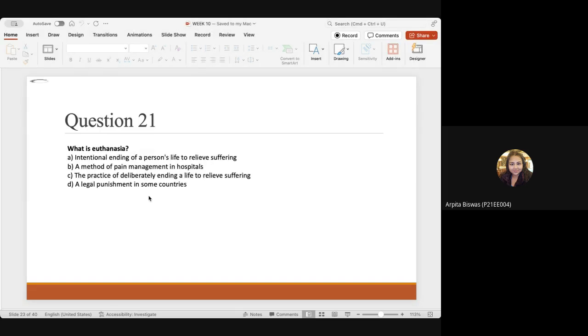What is euthanasia? First option is the intentional ending of a person's life to relieve suffering. Second option, a method of pain management in hospitals. Third is the practice of deliberately ending a life to relieve suffering. And option D is a legal punishment in some countries. So go through the question carefully and try to solve the question.